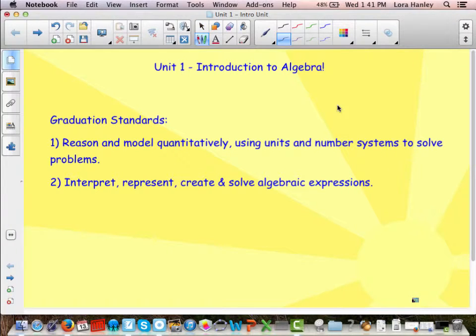The first graduation standard that is covered is reason and model quantitatively using units and number systems to solve problems. The second graduation standard that will be covered in this unit is interpret, represent, create, and solve algebraic expressions. And so as you may know from middle school, expressions mean that there are no equal signs, so the first part will just be dealing with simplifying, combining, and adding, subtracting, all of that, not solving equations yet.